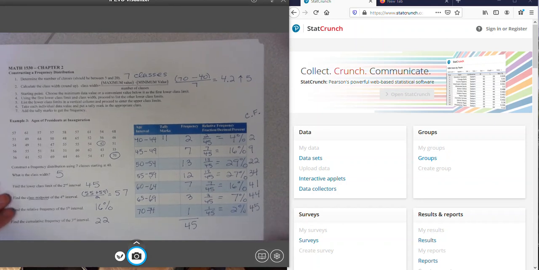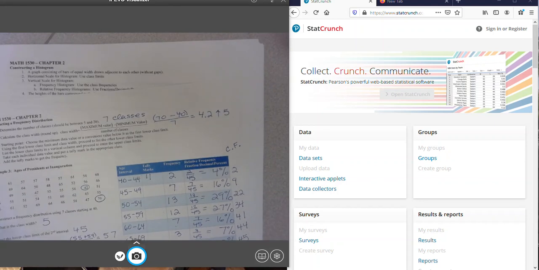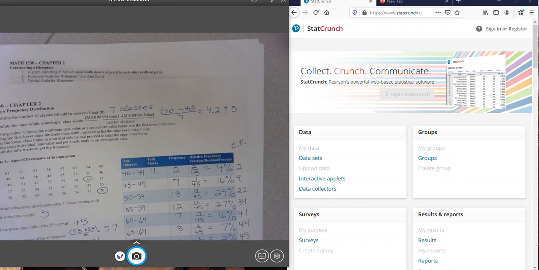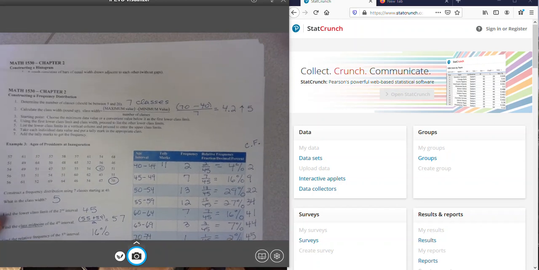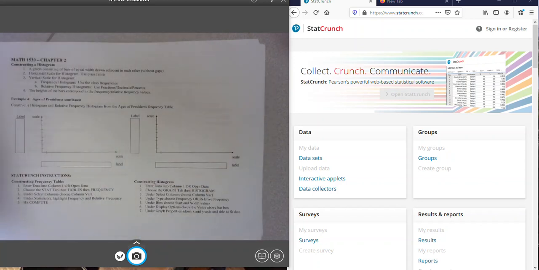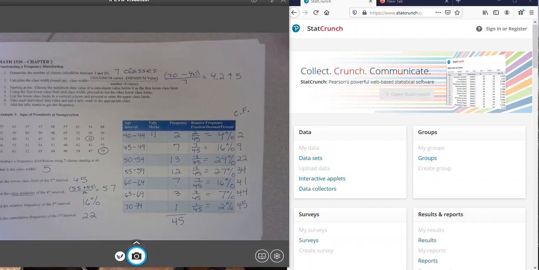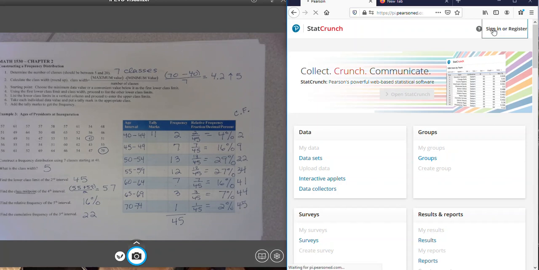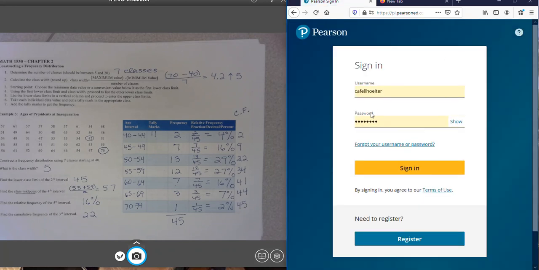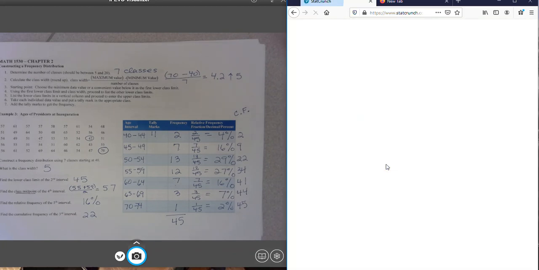So now what we're going to do is look at how we could make this easier. That was a lot of work. How can we do this more easily, or quicker I should say, using StatCrunch? So this is what we're going to do. Let's go to StatCrunch. This is statcrunch.com, and you will need to sign in. This is with your username and password that you created when you created your Pearson account.